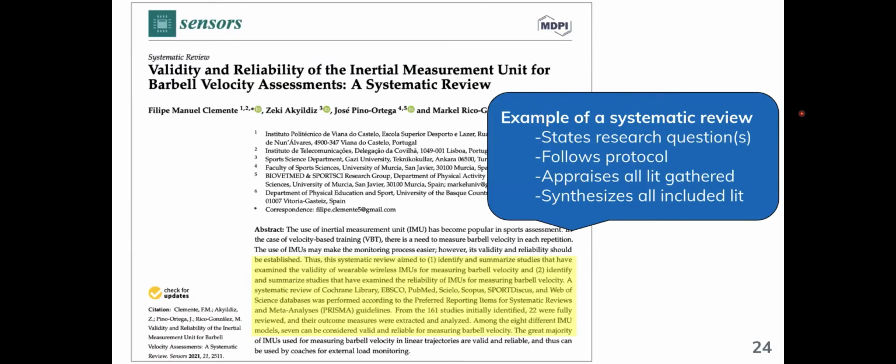And here's an example of a systematic review. And the portion that I've highlighted in the abstract here really highlights that it in fact is a systematic review. They're stating their research questions. They are stating which protocol they are following. They appraised all of the literature that they gathered and synthesized all the included literature. Oh, and they also make it very clear that not all of the literature they gathered was actually included in the systematic review later on.